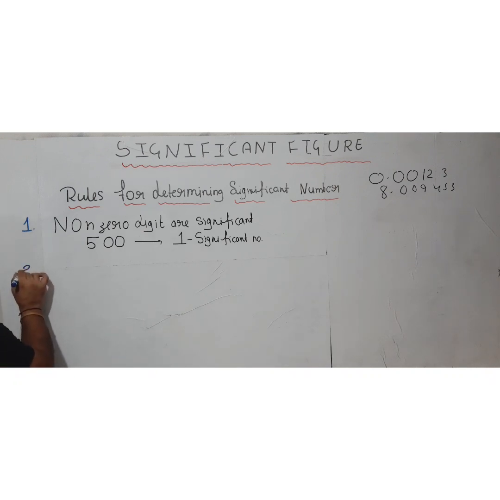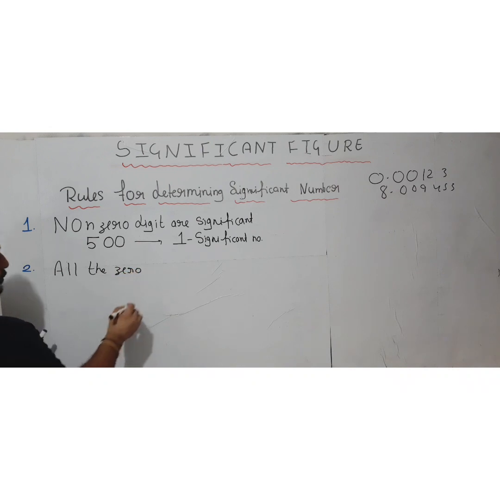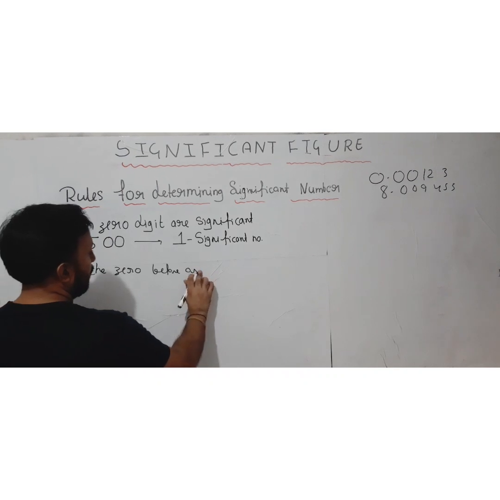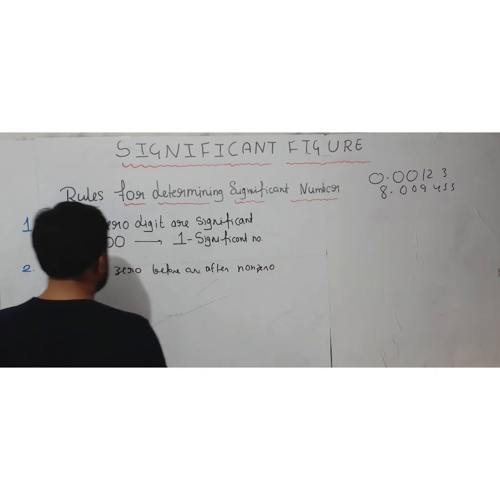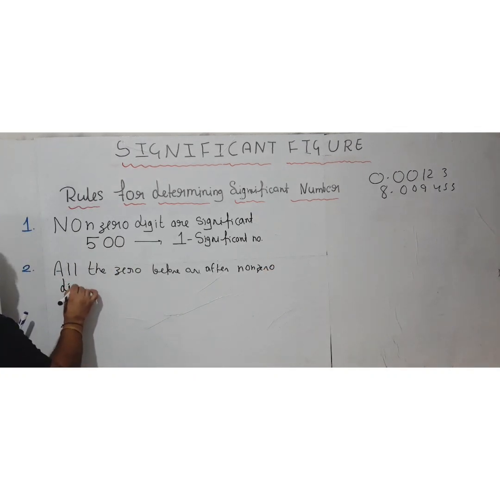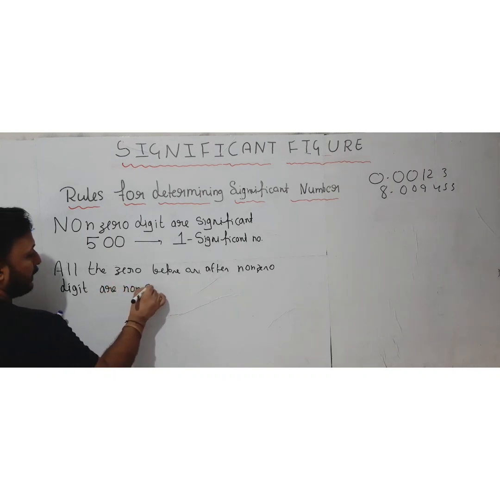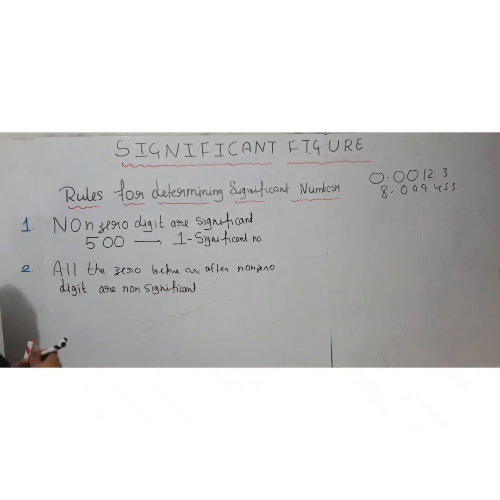Okay, then the second rule is all the zeros, if we are talking about the zeros before or after non-zero digits, are non-significant. They are not considered to be significant. That is, the zeros which may be present before the non-zero digit or which may be present after. The example for that I can give you.